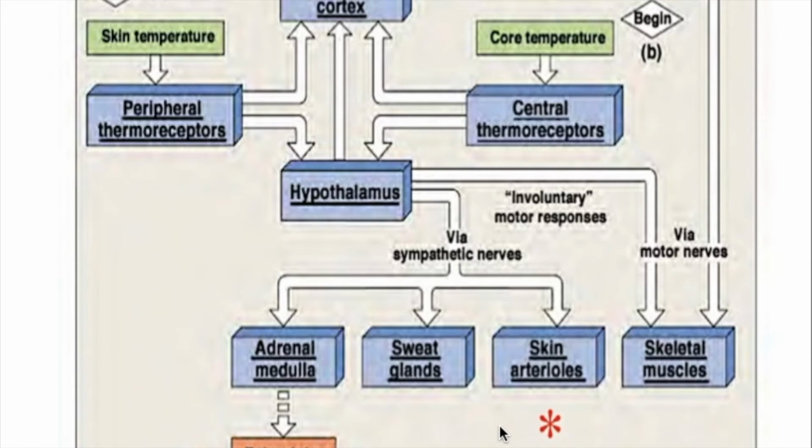And finally come the skeletal muscles as effectors, which can be controlled involuntarily in case of shivering by the hypothalamus, or these act as effectors, and they can produce heat by voluntary exercise on the orders from the cerebral cortex, which constitutes the behavioral aspect of the thermal responses in the face of thermal changes.